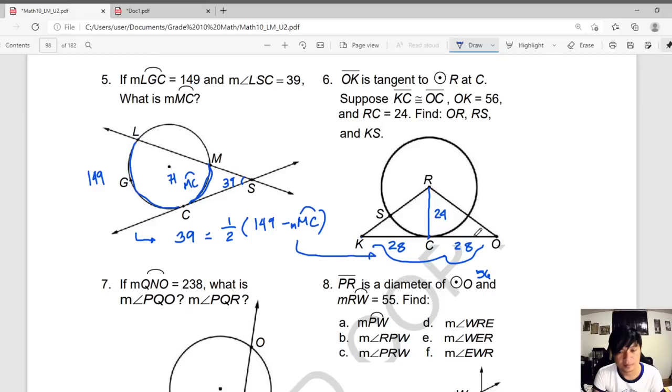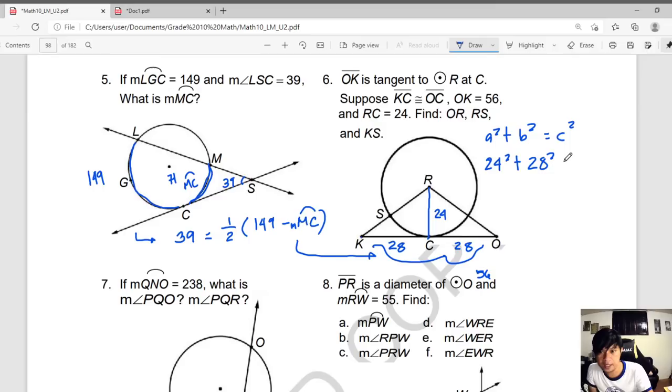Then, para makuha natin yung OR, itong hinahanap natin, gamitan lang natin siya ng Pythagorean theorem. So, tandaan nyo yung Pythagorean theorem, a squared plus b squared is equal to c squared. So, ito yung a natin, ito yung b. So, 24 squared plus 28 squared is equal to C squared. Ito yung C natin, yung OR. Yung pinakamahabang line, yung hypotenuse.